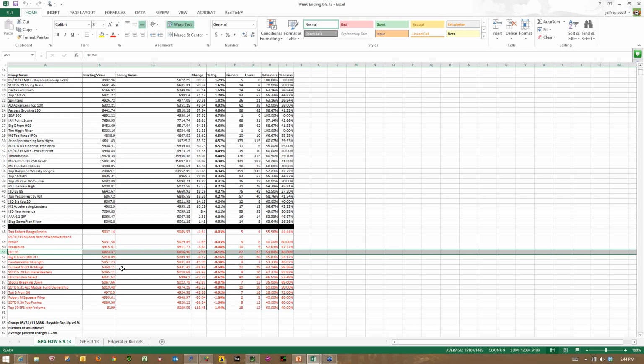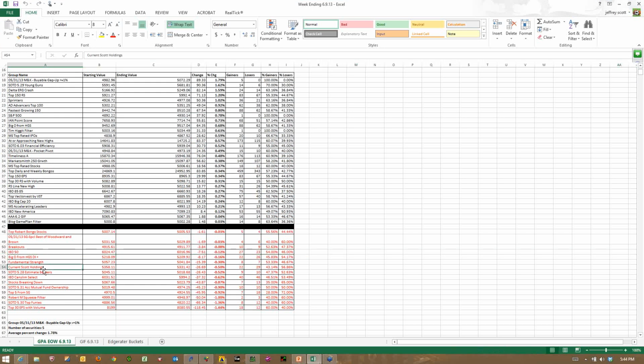I performed a little bit worse, at least if I had kept my holdings the same, than the IBD 50. Top 5 from Smart Groups, even worse. And one of my best lists when growth stocks are working, the squeeze filter, was also down about 1%. And even top Bongo buys and Best of Woodward and Brown were slight losers. So a week that did not favor growth stocks.